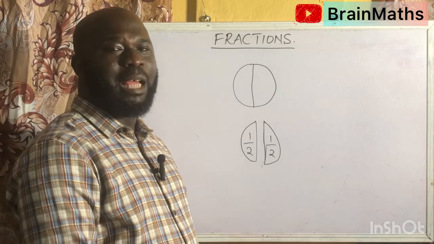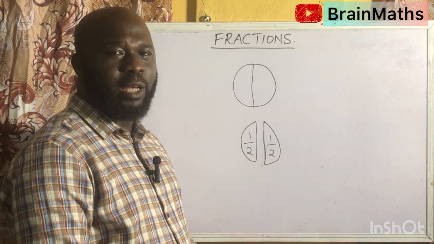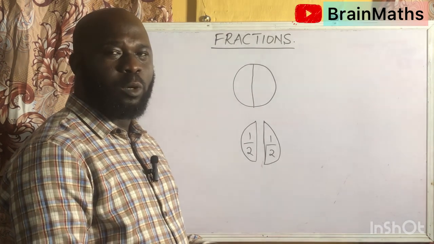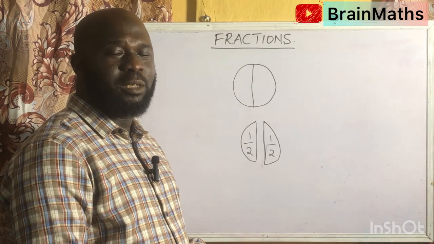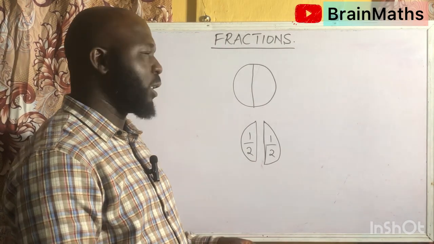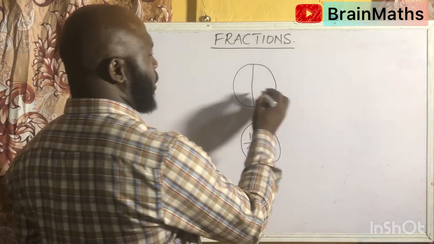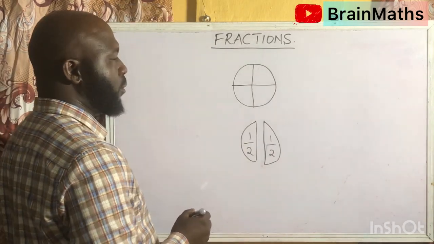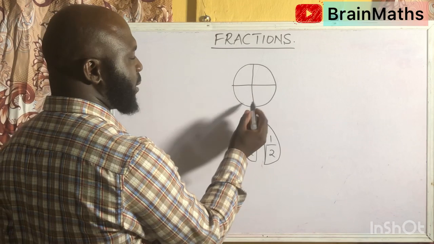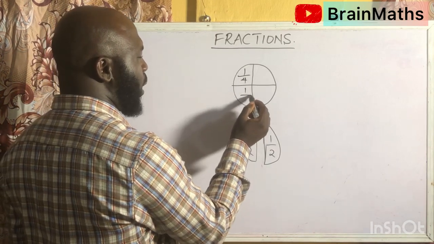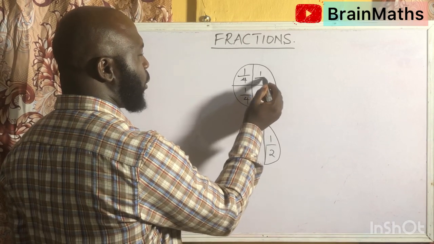So if these halves are combined together, it becomes 1. But when a 1 is divided into more than one part, then we call it a fraction. If this orange is divided again, we have 4 different parts, and each of the parts is regarded as one part out of 4.